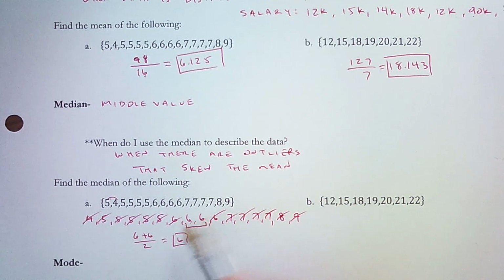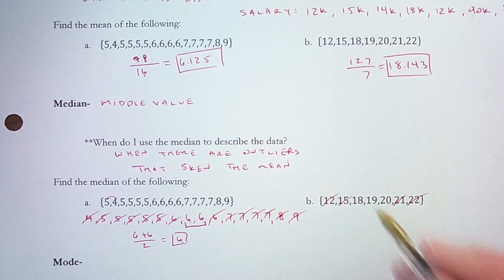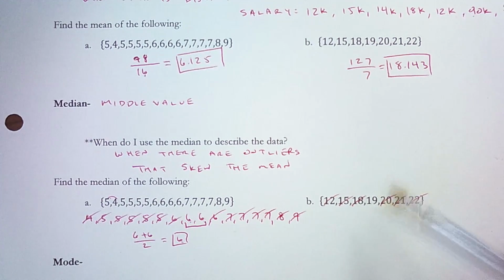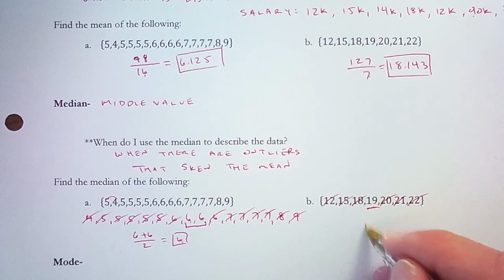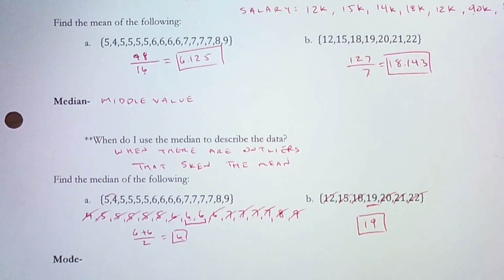So if these 2 numbers were different from each other, we would have to do this. We would find the mean of the 2 numbers. When they're the same, it's just going to come out to that number. So the median here is 6. Now in set B, it's in numerical order, so I'll just cross off one from each end, one at a time. And see, now I've got only one number. Because it's an odd number of numbers, I'm just left with that one number, so the median here is 19.